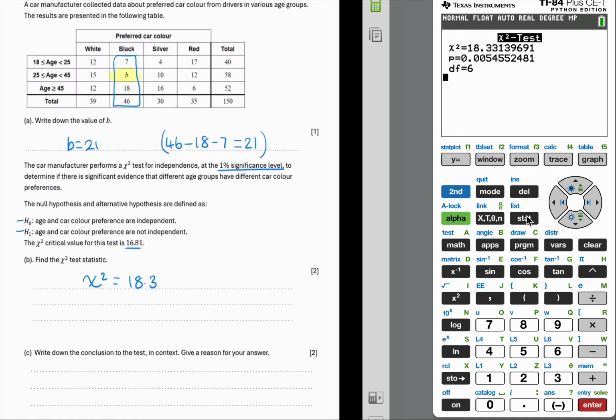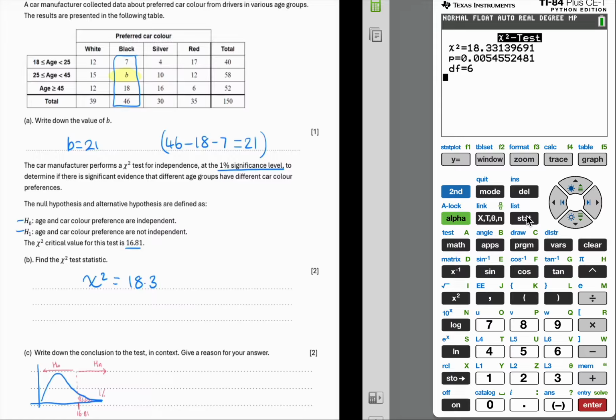And then we need to write down the conclusion of the test in context. So when we're concluding the test, you can either use the chi-squared against the critical value, or you can use the p-value. So it's entirely up to you. This is the test, essentially, and we have a critical value here of 16.81, and that critical value is what decides whether I take the alternate hypothesis or the null hypothesis. And we know that this was at a 1% significance level, so we can see there that we have 1%.